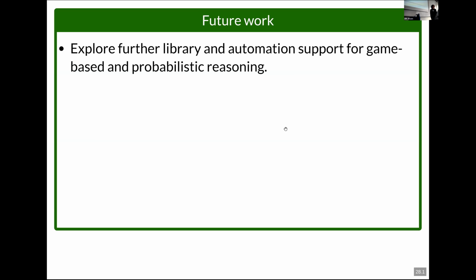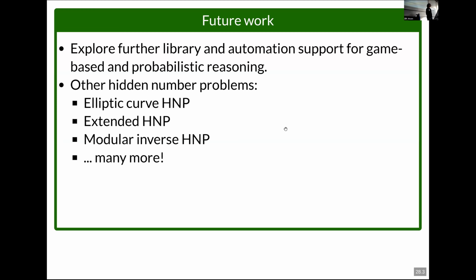Future work. I am interested in exploring further library support as well as automation for reasoning about these game-based probabilistic proofs. Again, there's great support for measure theory and probability, but working with some of these do expressions we found to be a little difficult. So I think there's room for better support there. The hidden number problem itself has lots of extensions: elliptic curve, extended hidden number problem, modular inverse. There are lots of variants of this hidden number problem, so all of these are interesting targets for formalization.